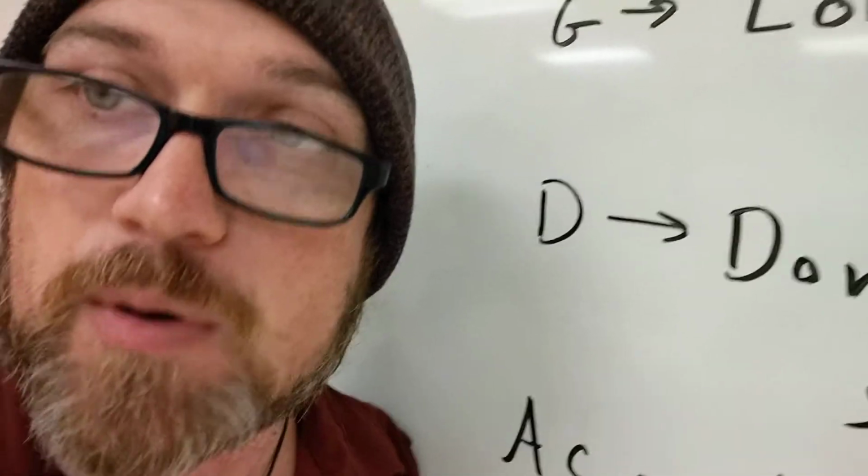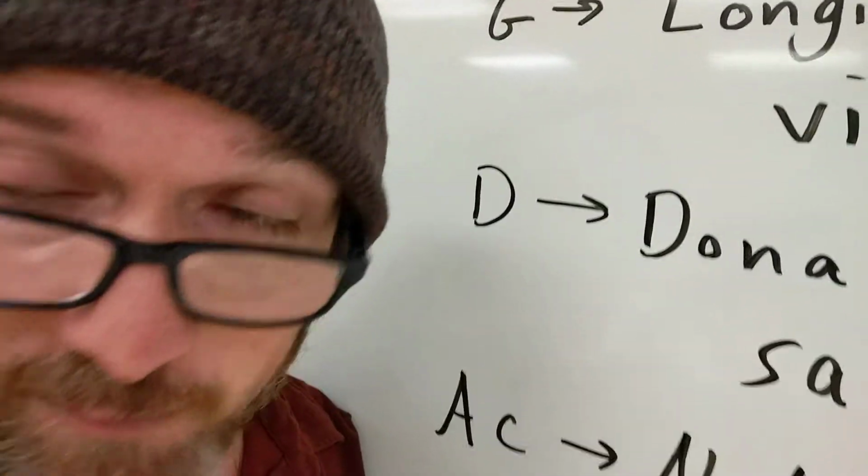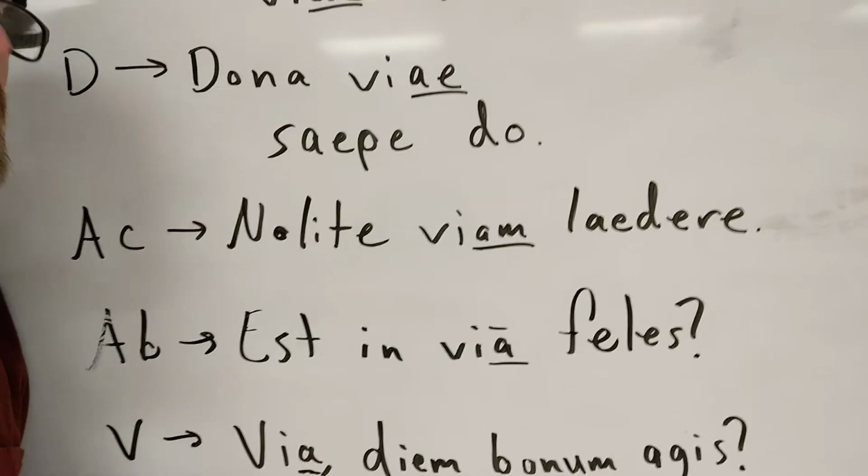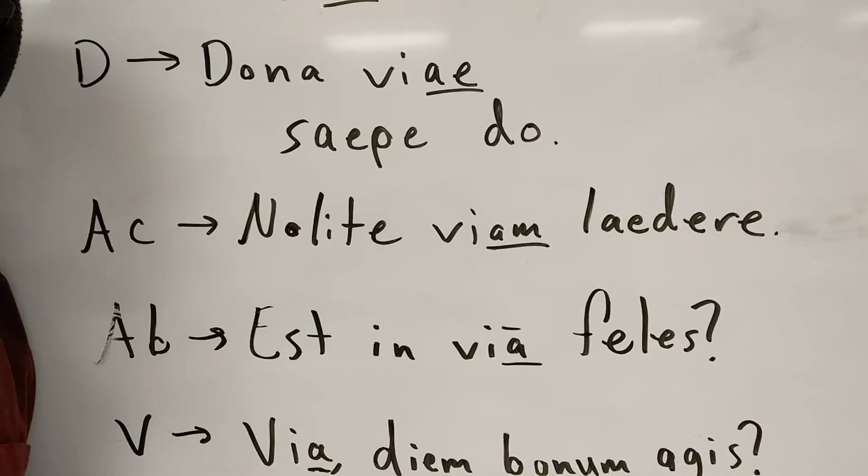And yeah, I know we've already seen prepositional phrases, so we know the accusative can do some other stuff, but our main thing that it does is act as a direct object, and that's what it's doing here. Don't harm the road, okay?